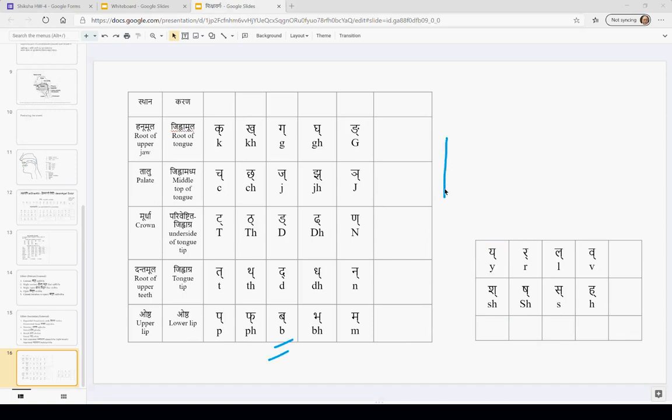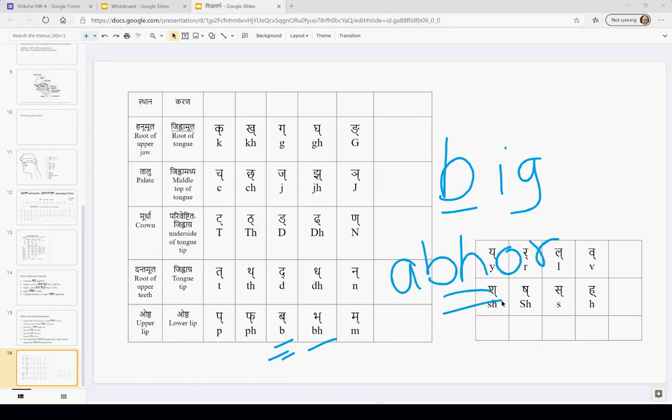Then ba, I think is clear, like big. Ba, bha, like in abhor, something like that. Abha, bha. Amma is simple.